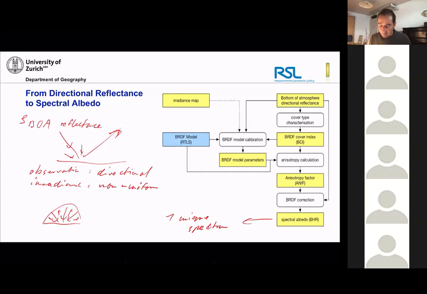Okay, so how to do that? This is already the BRDF correction that I'm going into here, and I'll show this again later. You need some BRDF model to get from the bottom of atmosphere reflectance to the spectral albedo. The BRDF model is the Ross-Thick Li-Sparse model, RTLS, which is the most often used. Then you calculate the so-called anisotropy for each pixel, so you calculate how much it deviates from a full BHR. Using this anisotropy factor, you can do the BRDF correction. I'll show some slides regarding that later, so I don't explain it in more detail now.